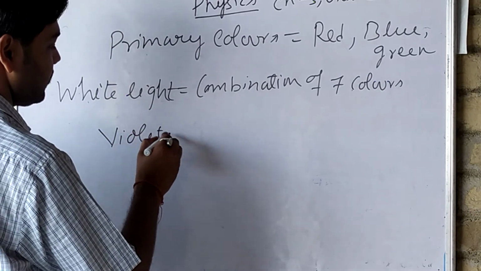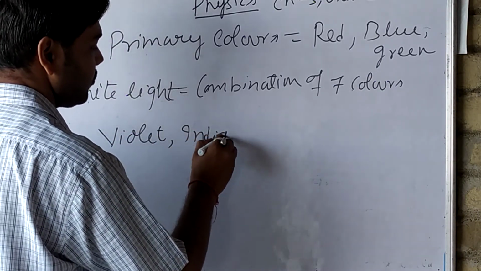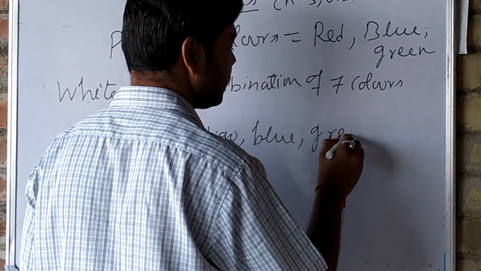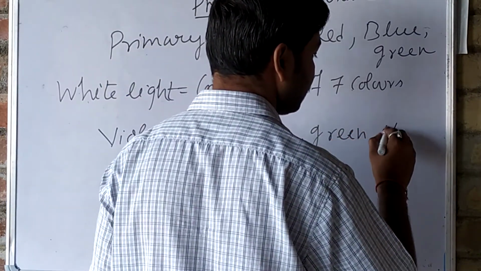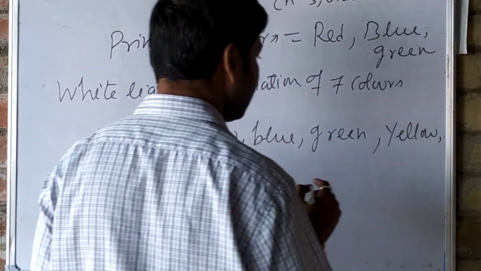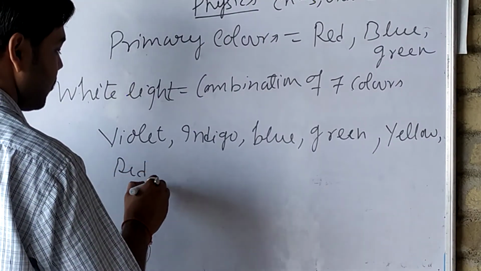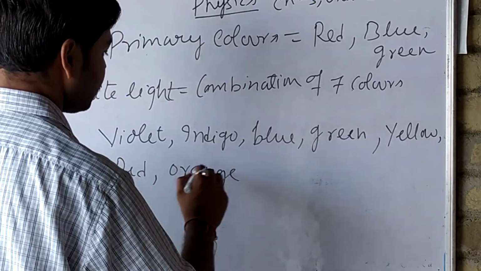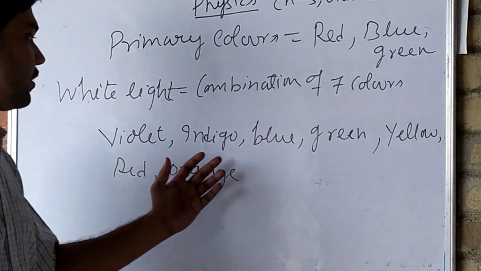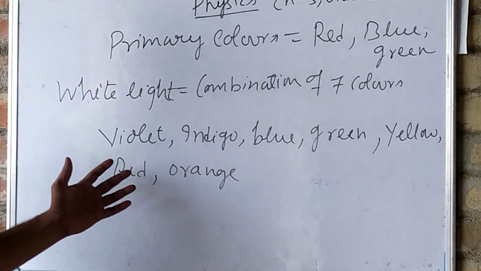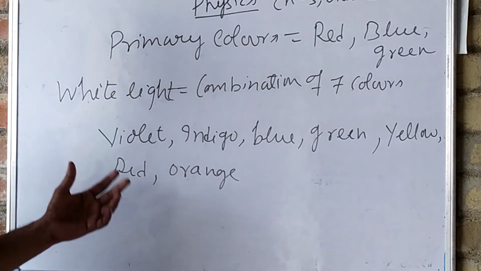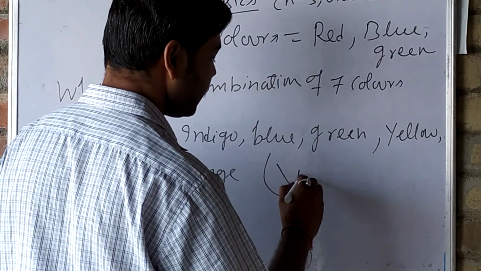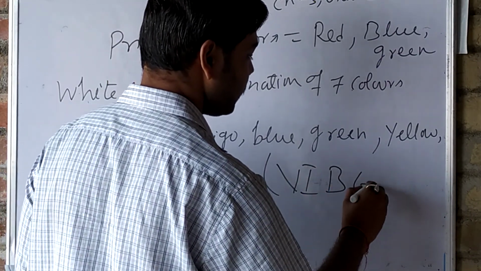violet, indigo, blue, green, yellow, red, orange. 1 2 3 4 5 6 7. So these are the 7 colors that combine into white light. Okay, violet, indigo, blue, green, yellow, red, orange. We can remember it by the name Vibgyor.